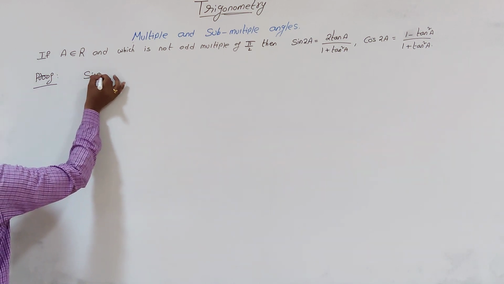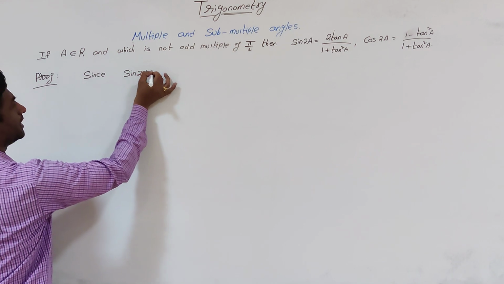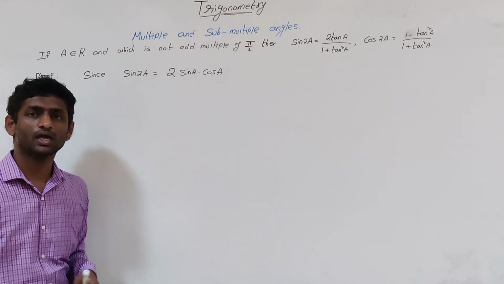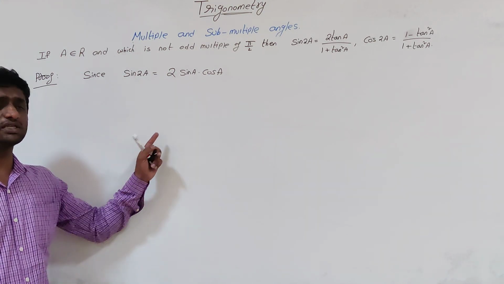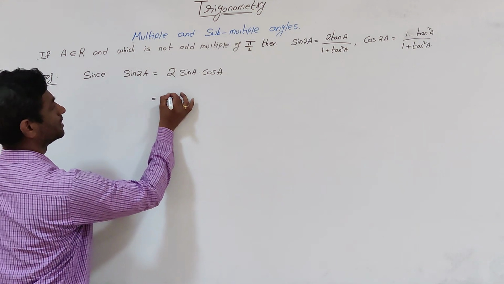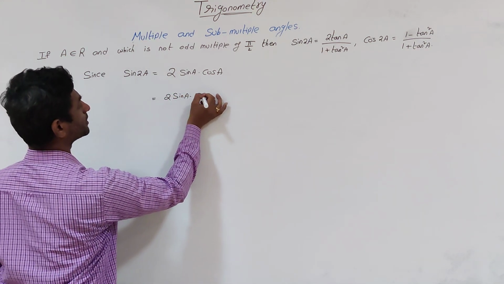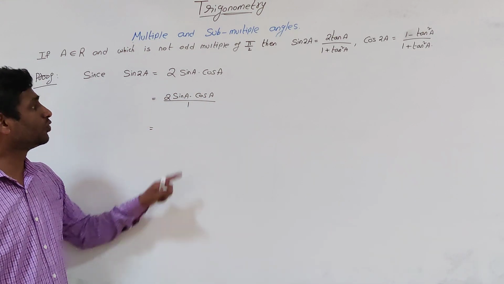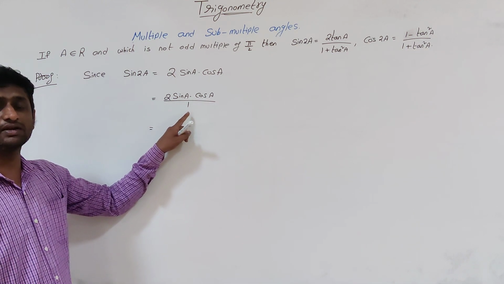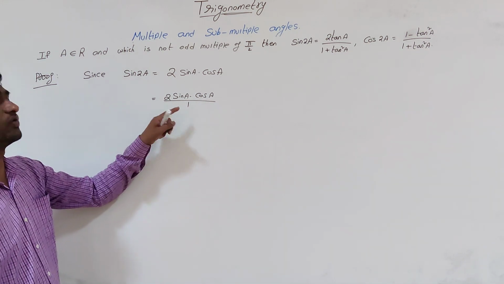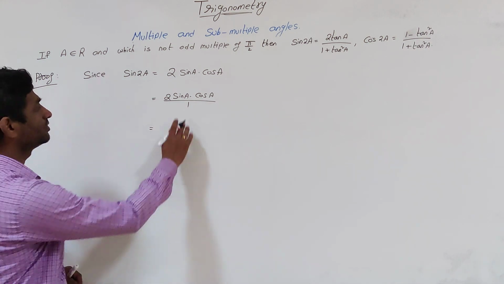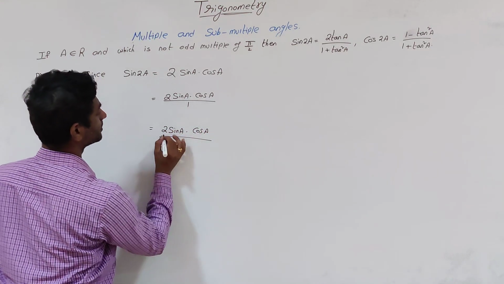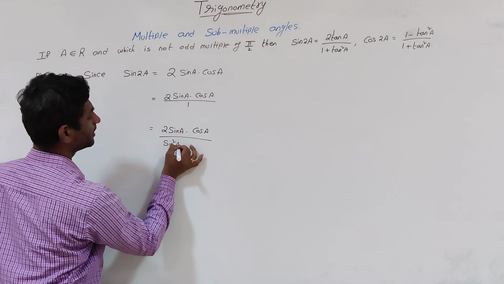Since sin 2A, as we know, is 2 sin A into cos A, and there is no denominator. If the denominator is not there, it means it should be 1. So we can write 2 sin A into cos A by 1. From the identities, 1 can be replaced in terms of sin and cos: sin square A plus cos square A is always 1. So in place of 1, we can have 2 sin A into cos A by sin square A plus cos square A.